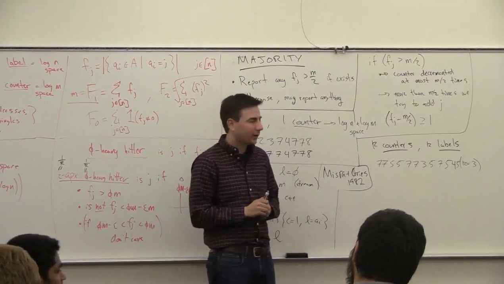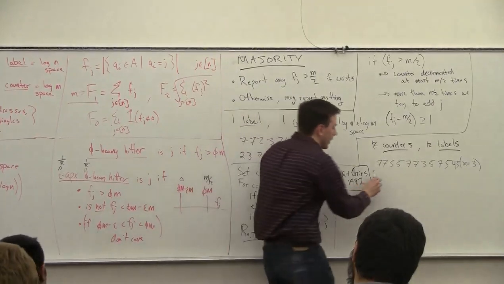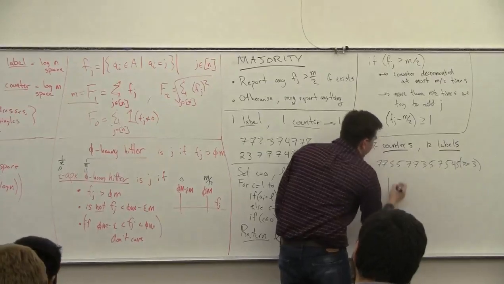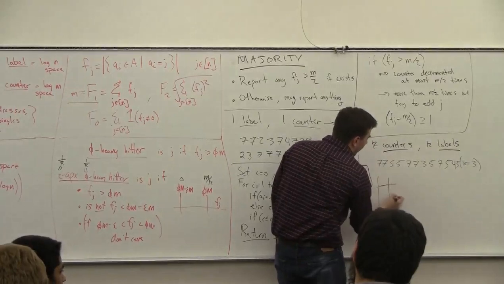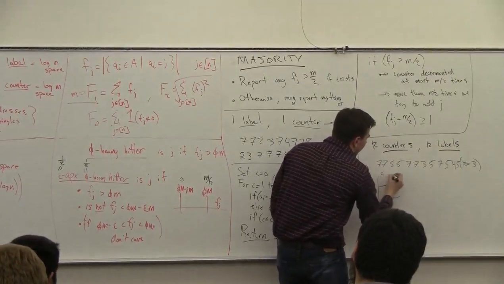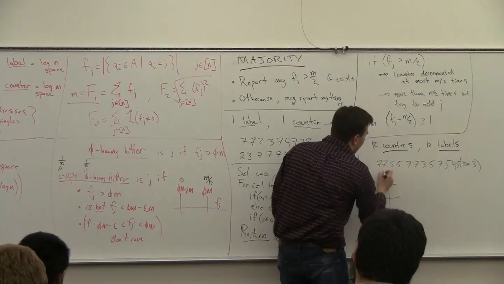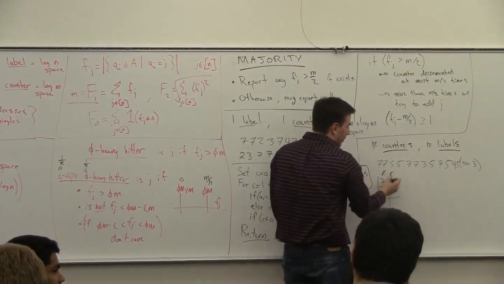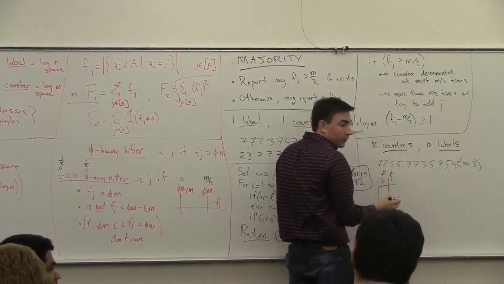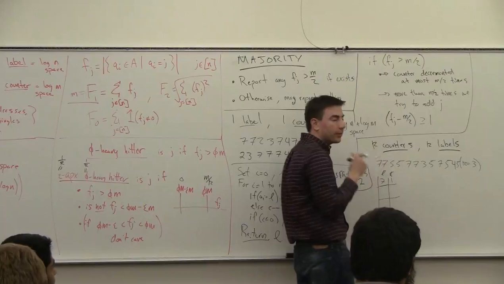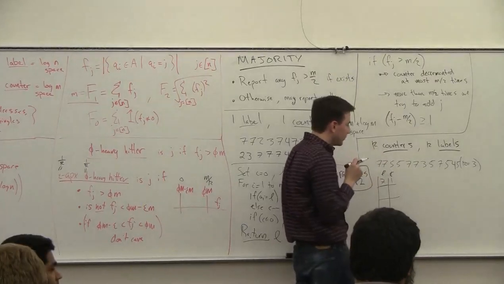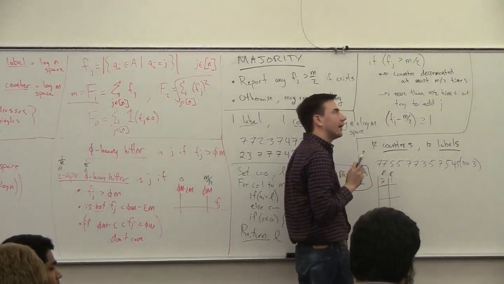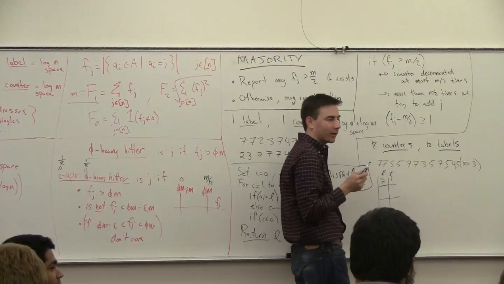So that's okay. What's going to happen is, let's see, we're going to have three labels and counters. So these are the labels, and these are the counters. We're going to put 7 in here, the first one. You decrement by 1, but you increment by k. Okay, so I've never heard of this algorithm before. It might work.